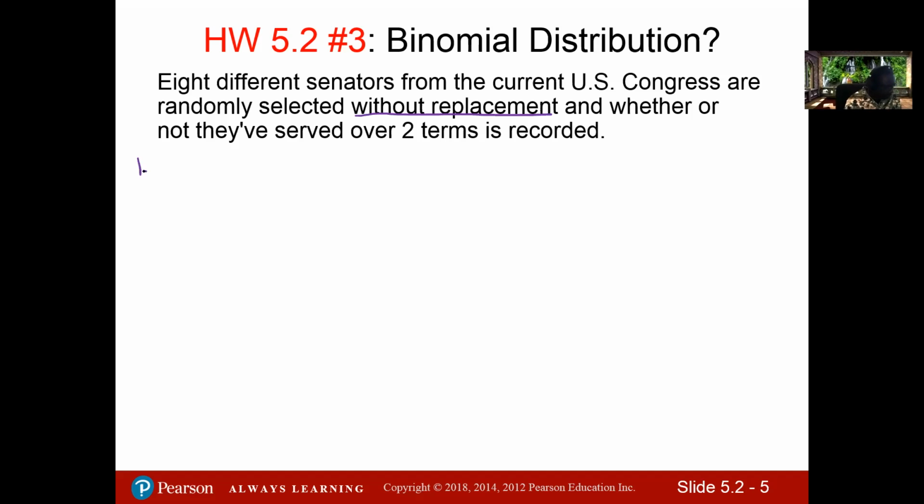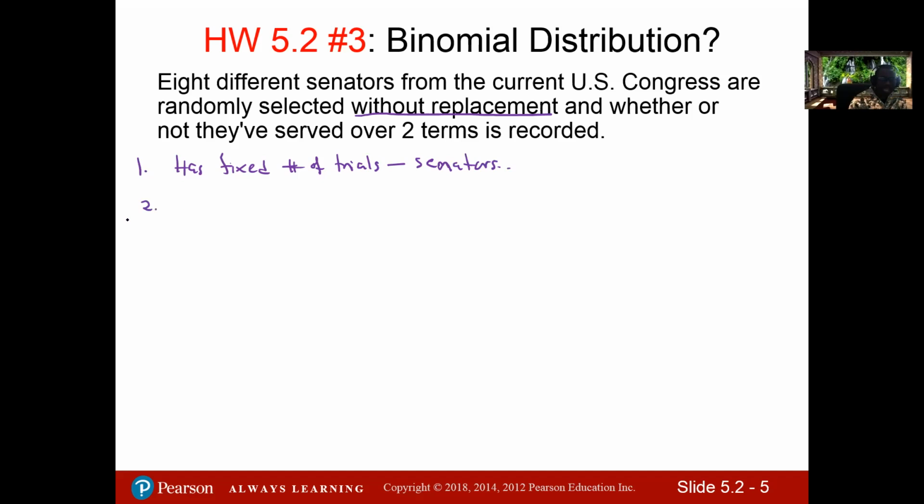Well, first, the first requirement is satisfied because we have a fixed number of senators. So the experiment has a fixed number of trials, which in this case will be the senators. The number of senators is fixed.